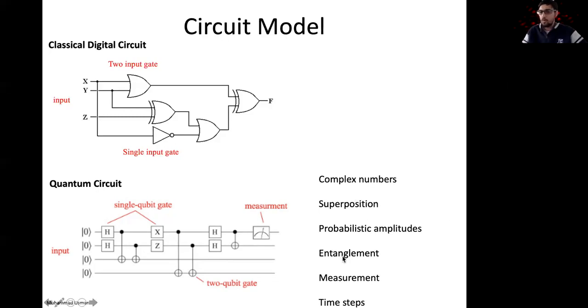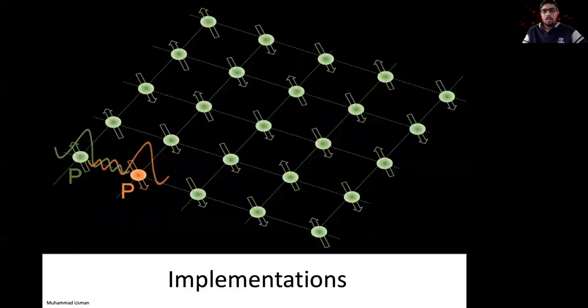There could be superpositions, entanglement, and then there are probability amplitudes. And at the end, you have to do measurements and all that. I think in the next slide, I'll give you more of an idea of how a quantum circuit works, when I show you the working of a quantum circuit. So let's first very quickly look at the implementations.